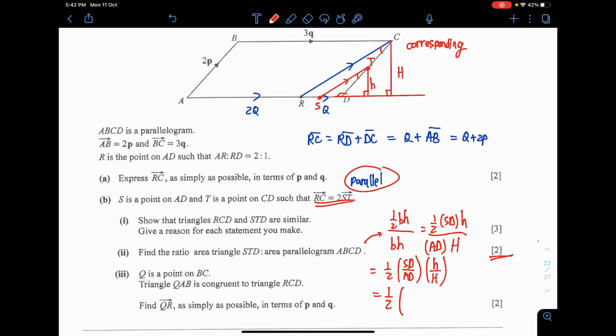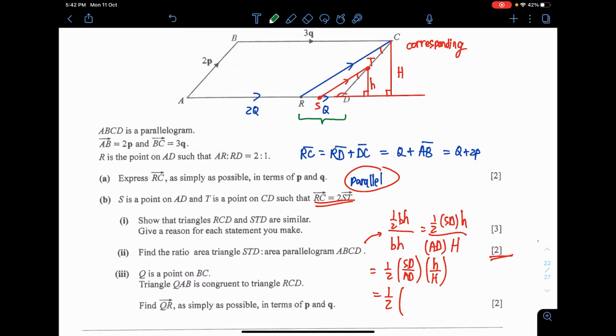Well, take a look at the picture again. SD here, no, before that. This one is a little bit complicated, so pay close attention here. RD is 1/3 of AD, because RD is q, and then AD is 3q. So RD is 1/3 of AD, and SD is half of AD.